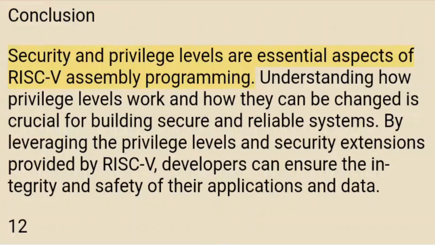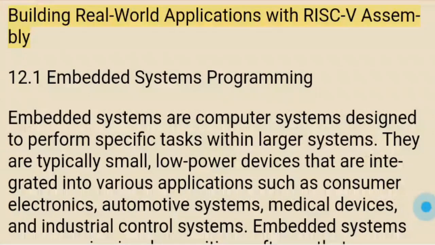Conclusion. Security and privilege levels are essential aspects of RISC-V assembly programming. Understanding how privilege levels work and how they can be changed is crucial for building secure and reliable systems. By leveraging the privilege levels and security extensions provided by RISC-V, developers can ensure the integrity and safety of their applications and data. 12. Building real-world applications with RISC-V Assembly.